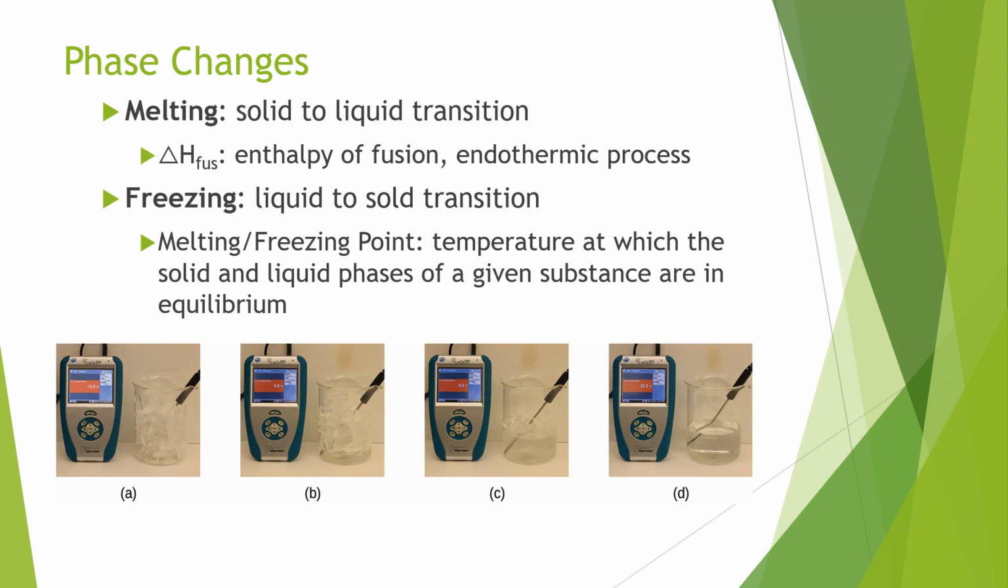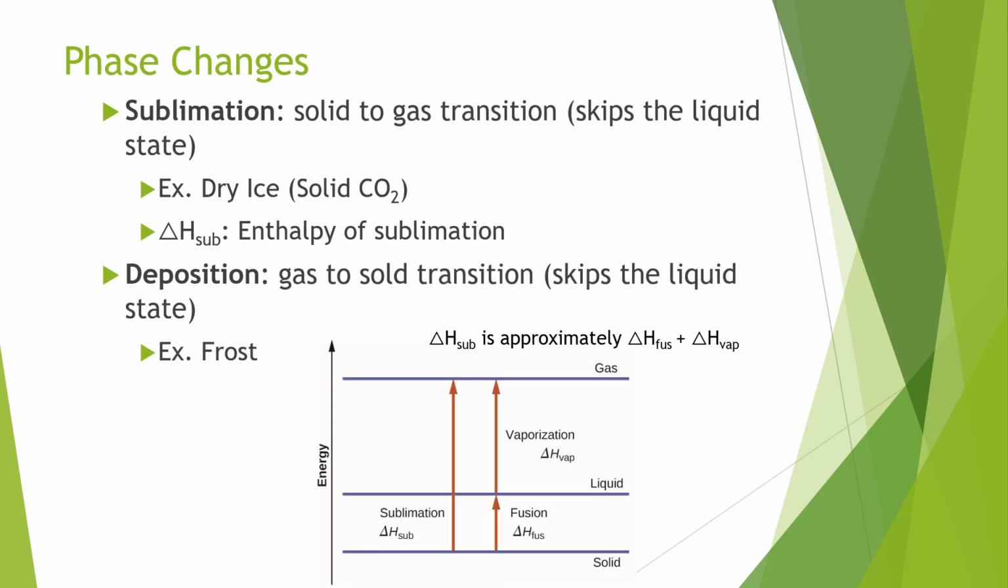Melting, of course, is a solid transitioning to a liquid, and freezing is just the opposite, a liquid changing to a solid. Our two that kind of skip a phase, we've got sublimation, so a solid straight to a gas, and then deposition, a gas straight to a solid. So an example of that is frost. So the water vapor in the air turns immediately into solid ice.